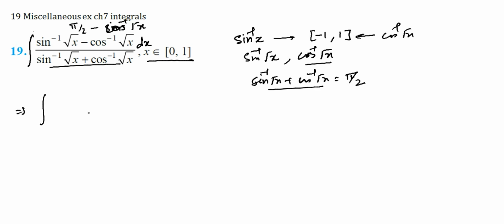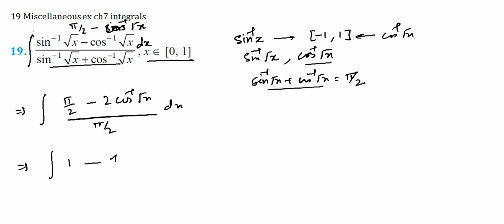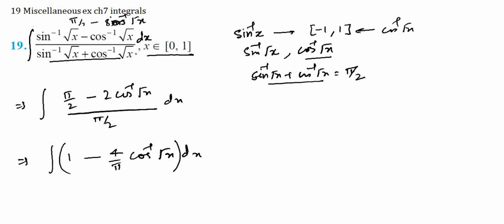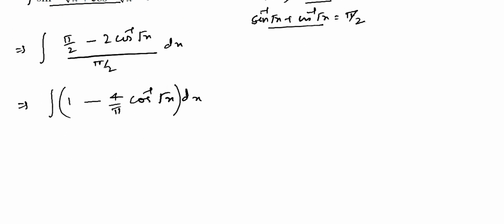So I am going to get this as (pi by 2 minus 2 cos inverse of root x) whole upon pi by 2 dx. On dividing it individually, this will be equal to the integral of 1 minus 4 upon pi cos inverse of root x dx. So now we have to integrate this instead of the original integral which was given to us. Straight away we can write that it is equal to x minus 4 upon pi times the integral of cos inverse of root x dx.